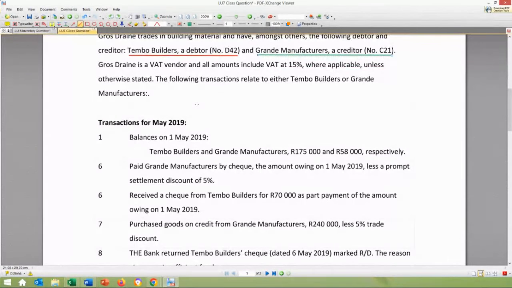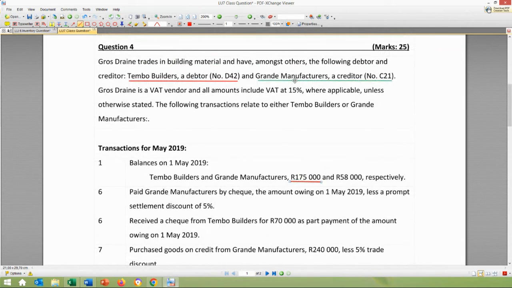Okay, so let's look at the transaction. So on the 1st of May, Timber Builders owes 175,000. So our debtor owes us 175,000, whereas Grant Manufacturers, our creditor, we owe 58,000. Okay, because we have to complete the creditors ledger, we know this is the opening balance. So I'm going to go fill it in on the spreadsheet that I've created.